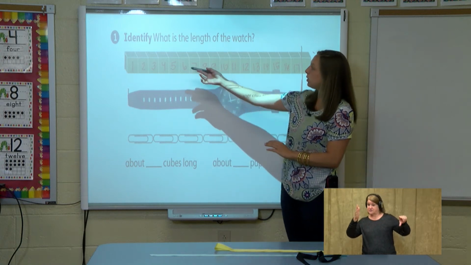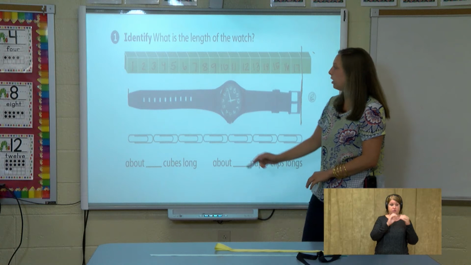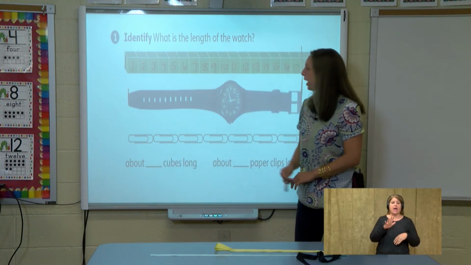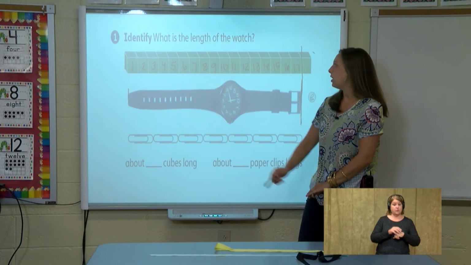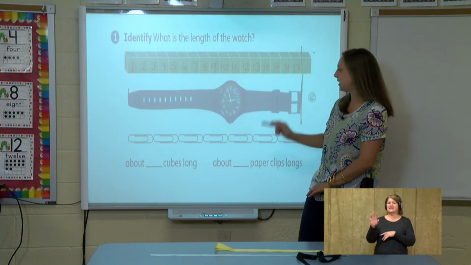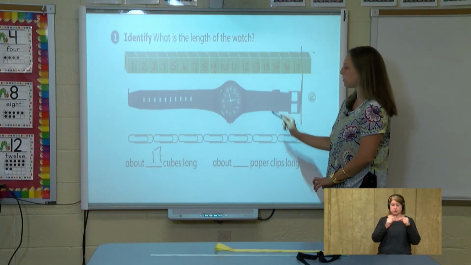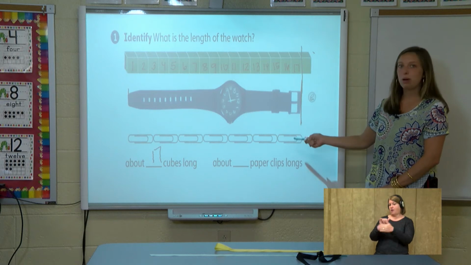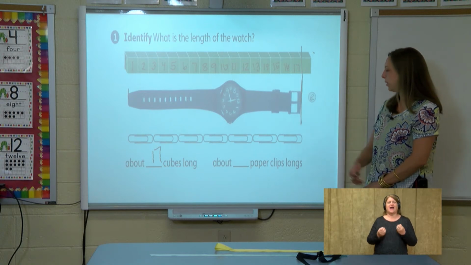So, looking back, we measured with our cubes. About blank cubes long. How many cubes long was the watch? Looking and counting our cubes, it was 17. There was 17 cubes to measure the watch. What about the paper clips? About how many paper clips long is the watch?